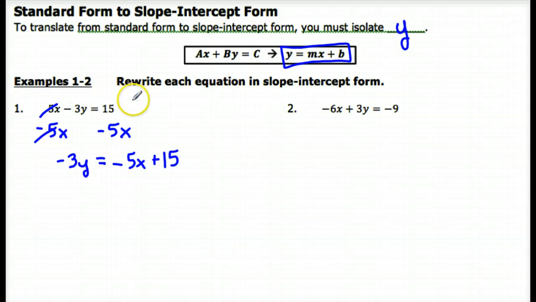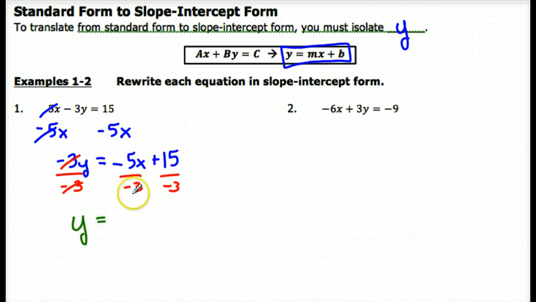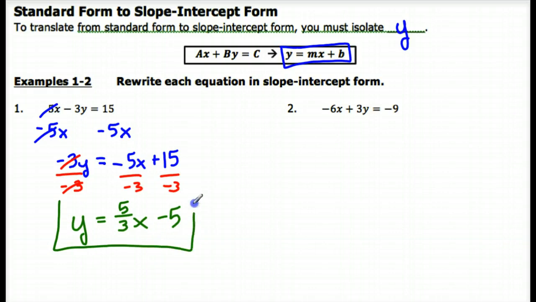Now I want to get y by itself by dividing everything by the coefficient on y, which is negative 3. So I divide every term by negative 3, and I get the equation y equals, I have a negative 5 over negative 3, so that becomes positive 5/3 x, that would be the slope of this line, minus 15 divided by 3 is 5. So y equals 5/3 x minus 5 is the slope-intercept form of this line.